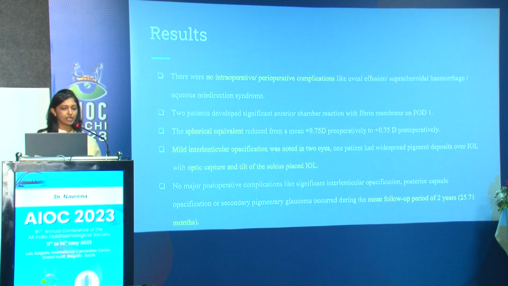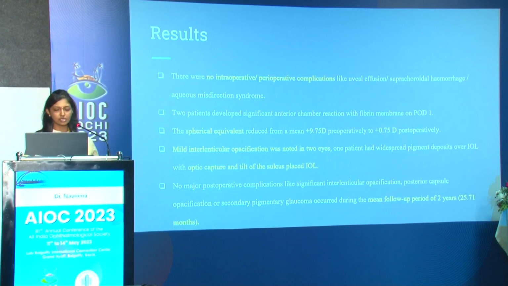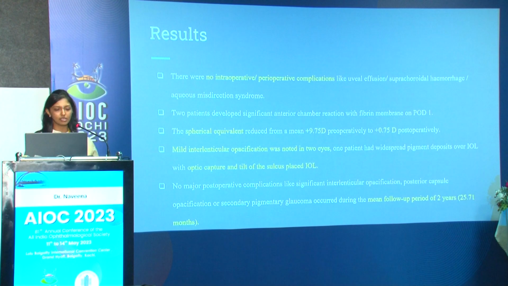There were no intraoperative or perioperative complications like uveal effusion, suprachoroidal hemorrhage, or aqueous misdirection syndrome. 2 patients developed significant anterior chamber reaction with fibrin membrane on postoperative day 1, which was treated conservatively with topical steroids and intramuscular injection dexamethasone. The spherical equivalent reduced from a mean plus 9.75 diopter preoperatively to plus 0.75 diopter postoperatively.